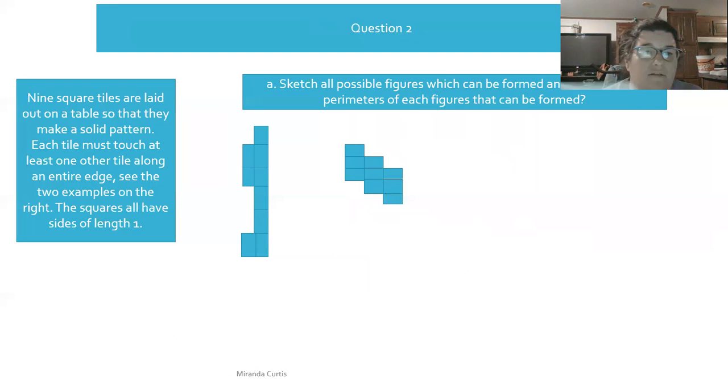On problem 2, it says 9 tile squares are laid out on a table so that they make a solid pattern. Each tile must touch at least one other tile along an entire edge. They have to touch. See the 2 examples on your right, which are right here. You have the long one, and then you have the zigzag one. The squares all have the length of 1. So each one is 1.